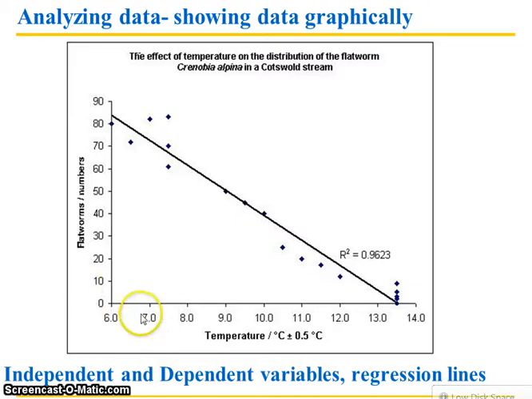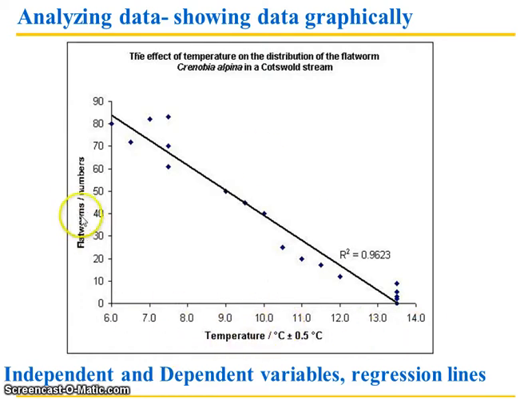And what you do is you graph the independent and dependent variables on the x and y axis of a graph. So what does independent mean? Temperature is an independent variable. That means it doesn't depend on anything else. So if you were looking at how many flatworms there were at different temperatures, you would look at 7 degrees Celsius, 8, 9, 10. Those are all independent.